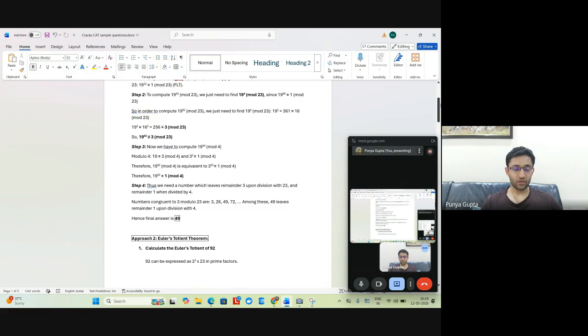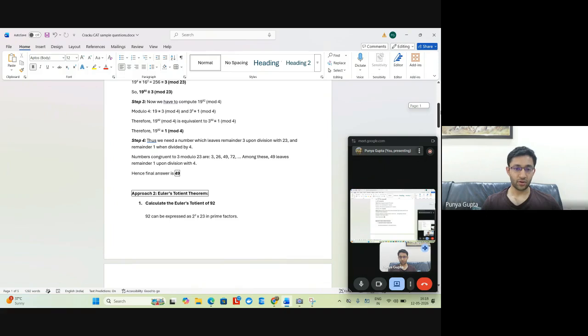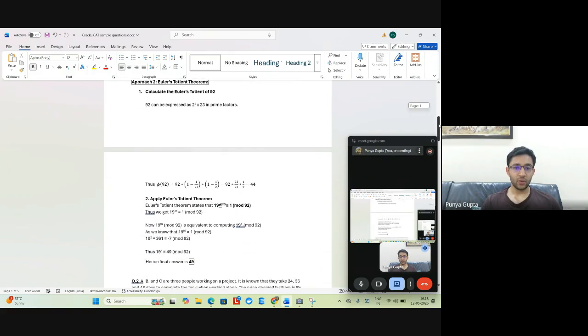So this was one approach for this question using Fermat's little theorem. Let's look at a simpler approach, using Euler's totient theorem. Euler's totient theorem states that any number coprime to n, raised to the power of its totient, will give us the remainder of 1 when divided by the number whose totient is being taken. So for example, when we take 92, 92 can be expressed as 2 raised to the power 2 into 23 in prime factors. Now when we compute the totient for 92, we get 92 into 1 minus 1 by 23 into 1 minus 1 by 2, which comes out to be 44.